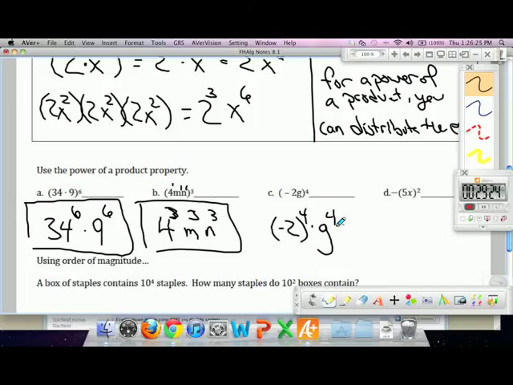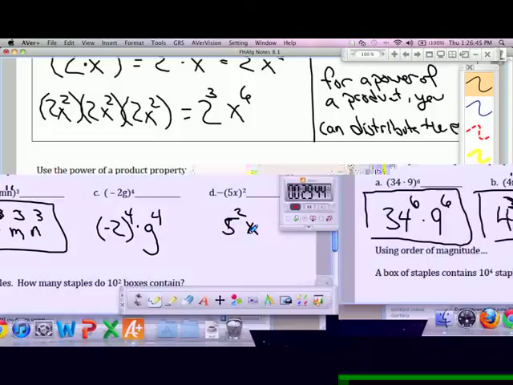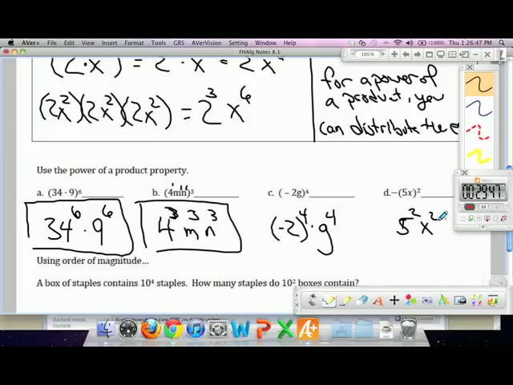Okay, negative 5x squared. What's being squared in here? What's being multiplied by itself? The 5x. So then I have 5x squared, which should be the same as what? 5 squared times x squared. And this negative's hanging out on the outside. This would be the same as what? 5 times itself with the negative hanging out on the outside.